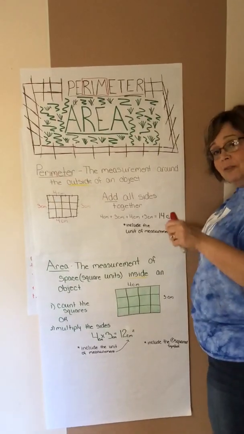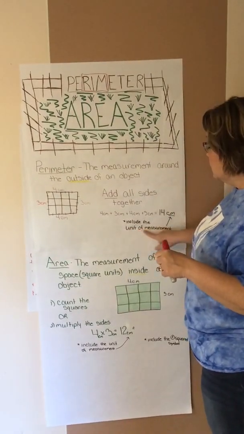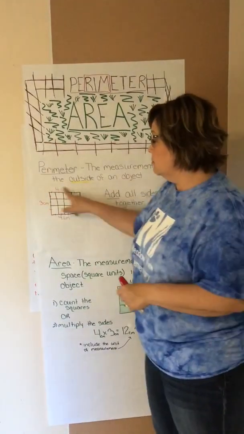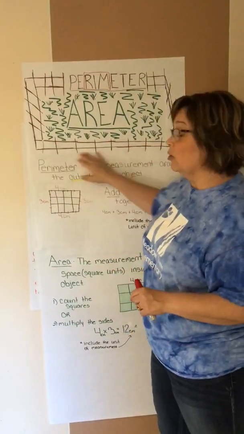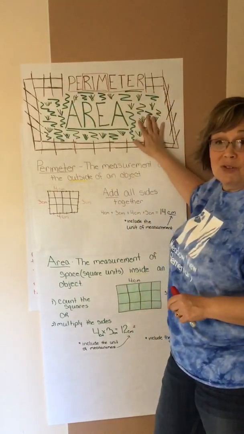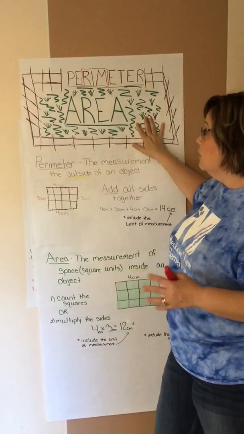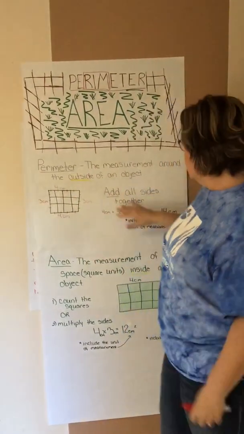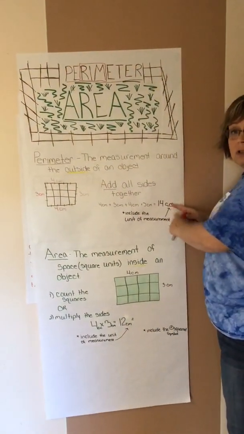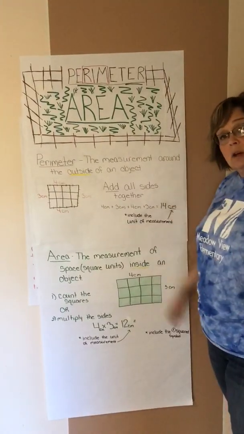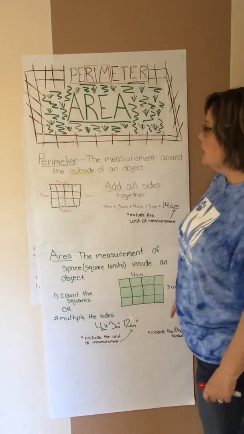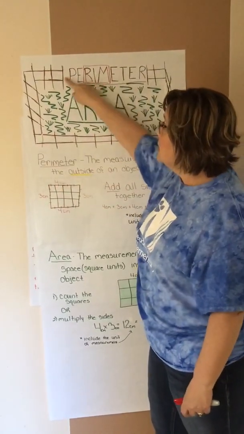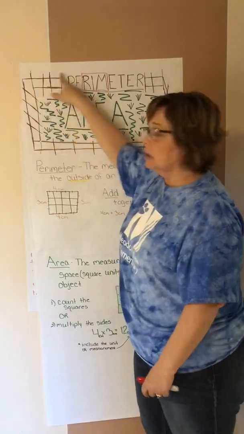What I want you to be careful about is to make sure that you include your unit of measurement. This time we said it was in centimeters. If we were doing like a great big fenced area, we would probably measure that in feet. And we know that we can measure things in inches or yards or miles. So this is very important that you include your unit of measurement so we know what we're talking about. So again, the outside edge or rim is the perimeter of an area.